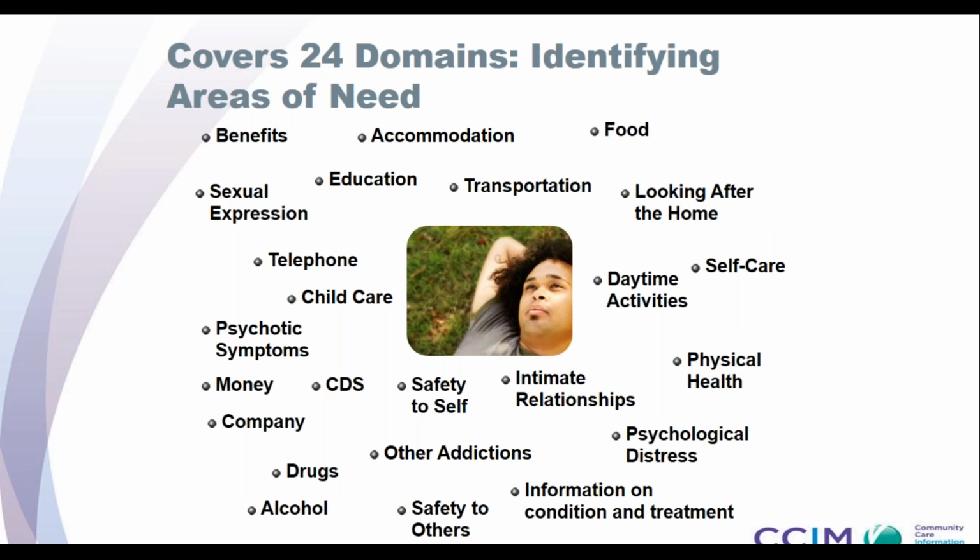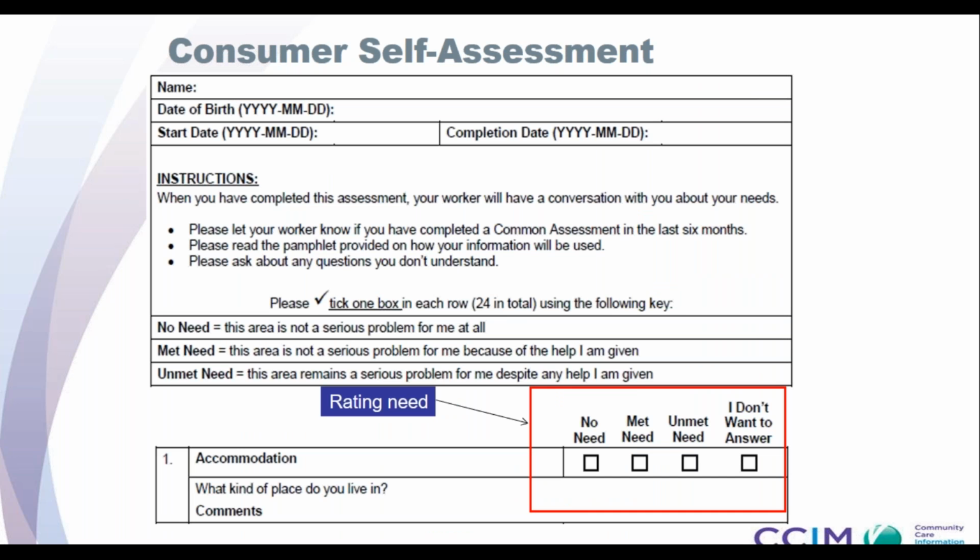I'm going to focus for a moment on the needs assessment part, and the way it works in OCAN is it covers 24 different life domains, from medical conditions to social determinants of health, and identifies where there are areas of need in those domains. This is a quick picture of the consumer self-assessment, which has all those 24 domains, and then it asks the client to rate where they are with that particular area of their life.